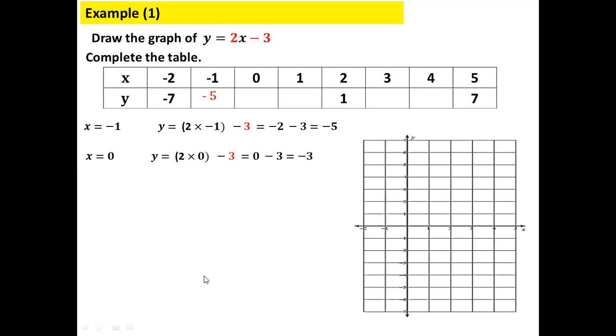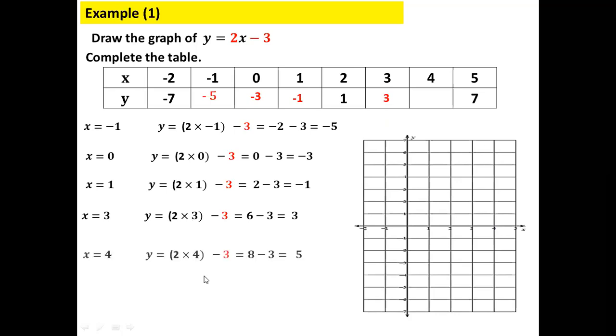Let's do 1, 2, 3 and 4 together. 1 multiplied by 2 is 2, negative 3, it's negative 1. That is right. 3 multiplied by 2 is 6, negative 3, it's 3. That's right. And 4: 4 multiplied by 2 is 8, negative 3, it's 5. That is right. Thank you very much, Farah.